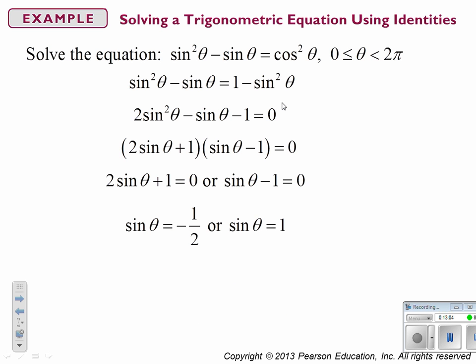When is sine theta equal to negative 1/2? That's 7 pi over 6 and 11 pi over 6. And when is sine theta equal to 1? That's at pi over 2.